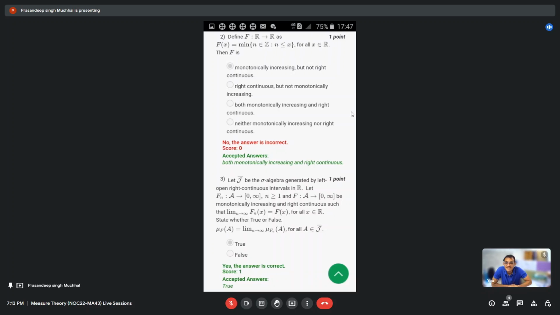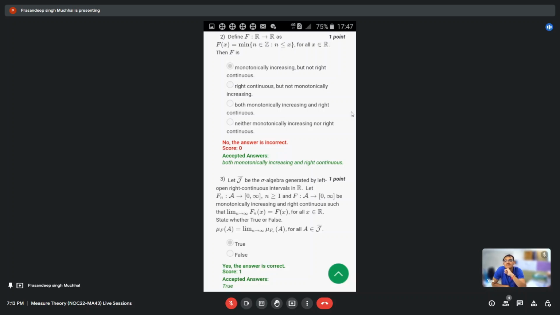So because the maximum would be obviously... Yes, it is either the least integer function or the greatest integer function. Suppose it is the greatest integer function, but why is it right continuous? Because the greatest integer function means the integer less than or equal to the real number. That is fine. But okay, what do you mean by right continuity? You tell me that first.